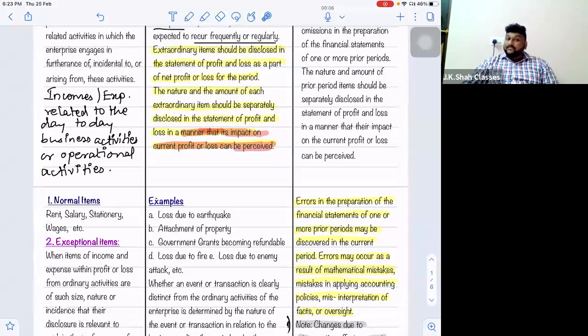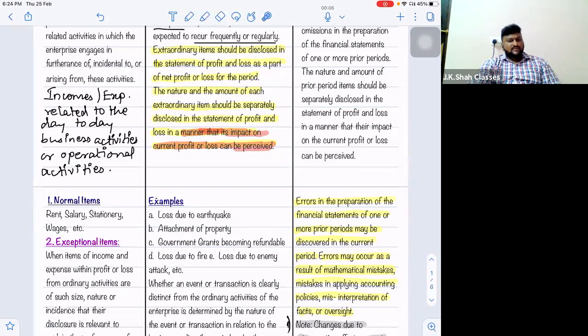Sir, for example, if we are bringing petrol, we obviously know some loss will be there due to transit. That is normal loss, madam. Normal loss is not accounted separately, and abnormal losses are accounted as an extraordinary item. Okay, sir.